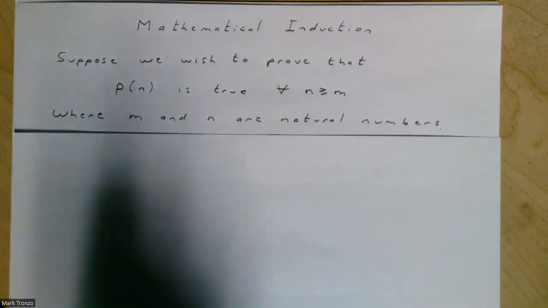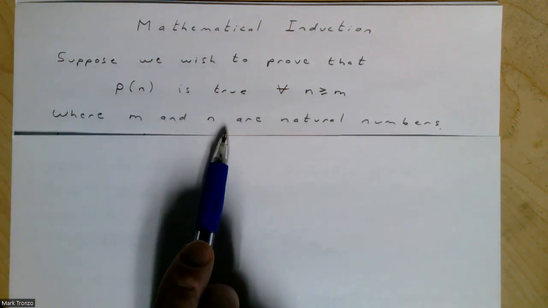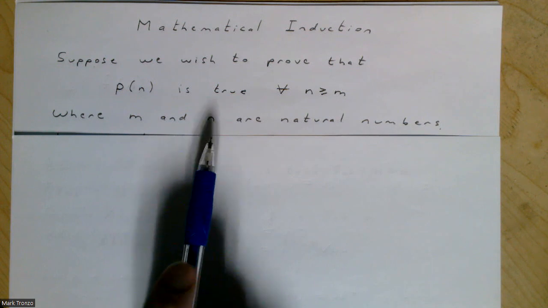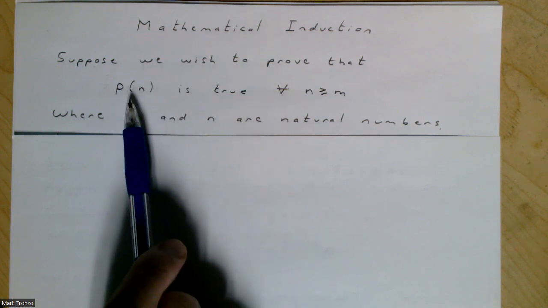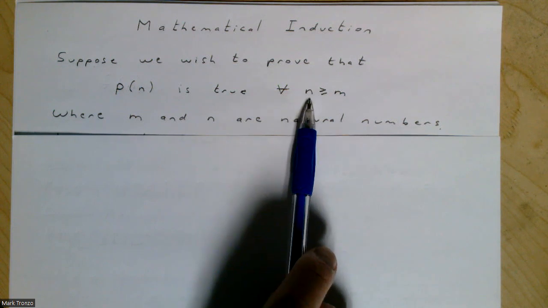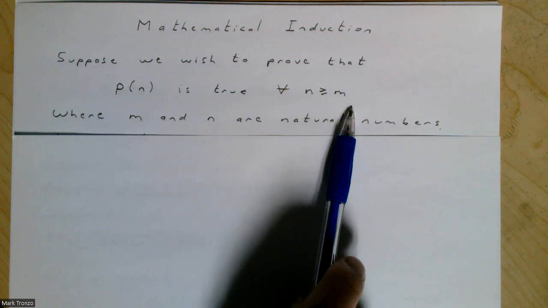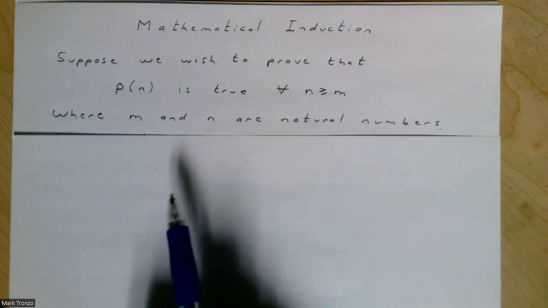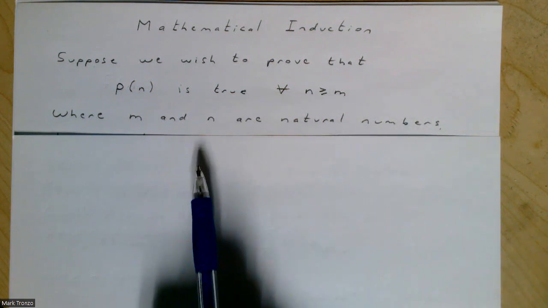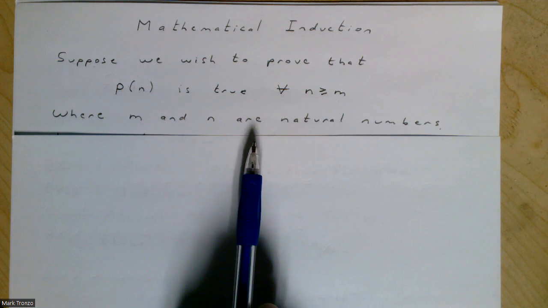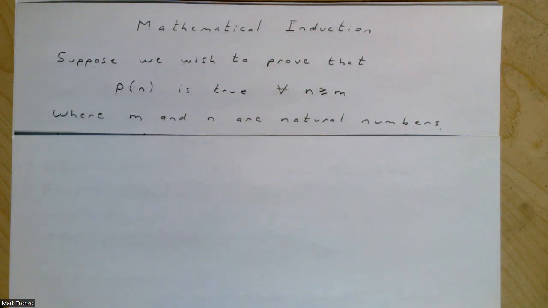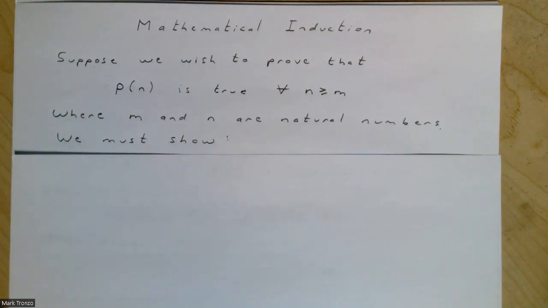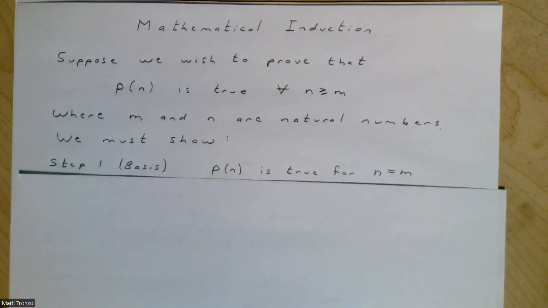In this case, m and n are natural numbers. And so we want to prove this property is true for all natural numbers greater than or equal to m. And we can prove this using mathematical induction. And the steps for induction are the following. We must show the following.